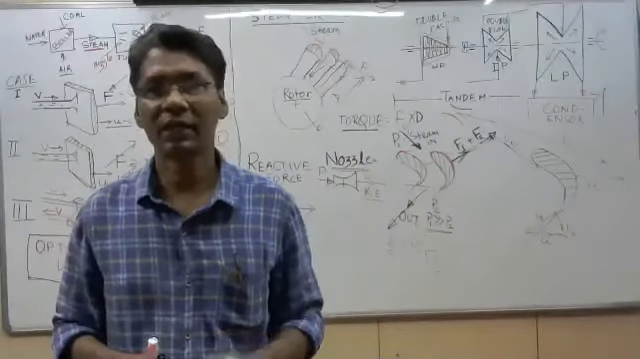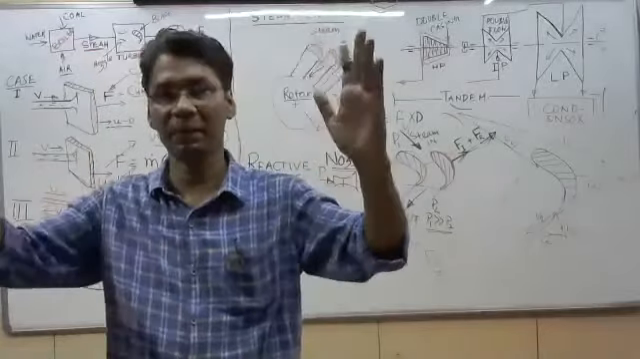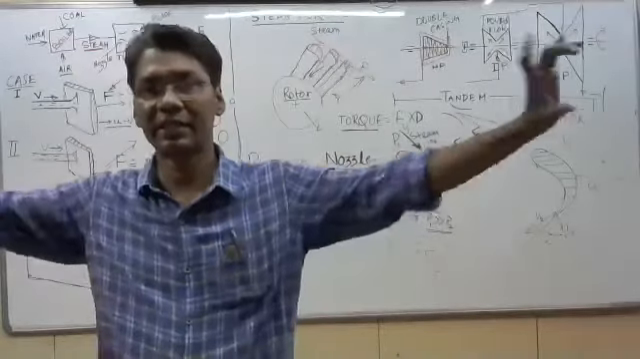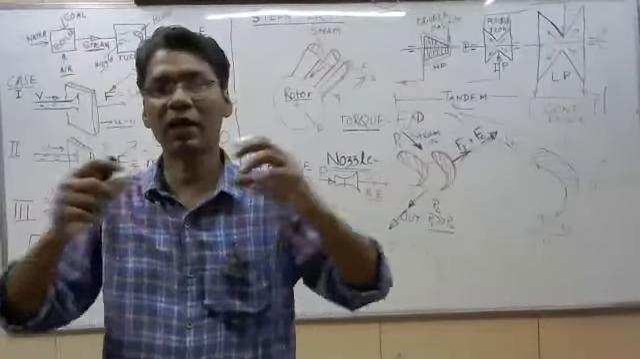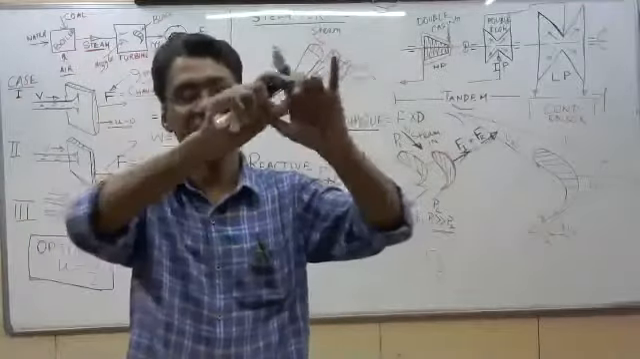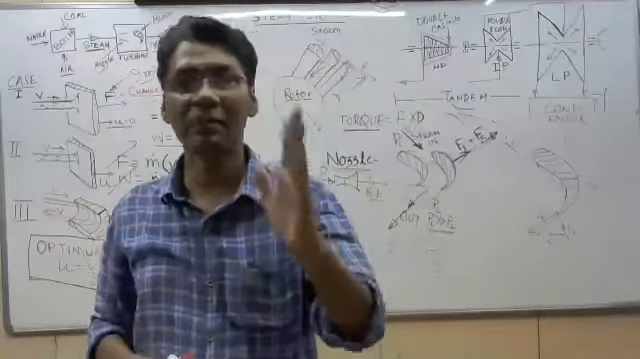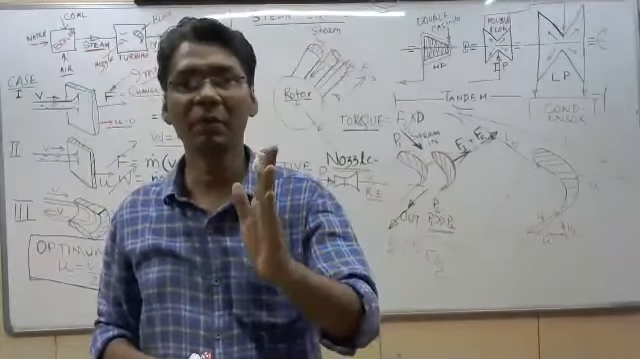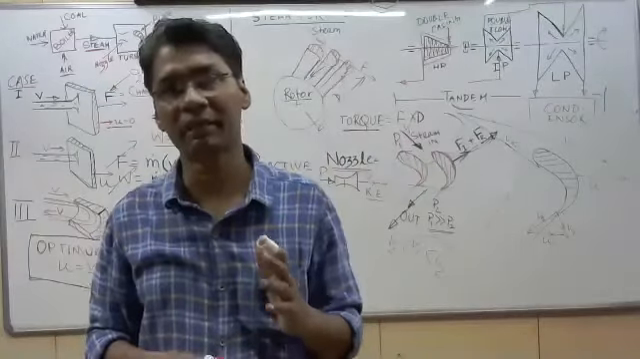Tandem compound means the arrangement of HP, IP, and LP in a single line, on a single shaft. It is called tandem compounded. All are coupled together. They are transported separately, installed, and put in a single line. HP means high pressure turbine, IP means intermediate pressure turbine, and LP means low pressure turbine.